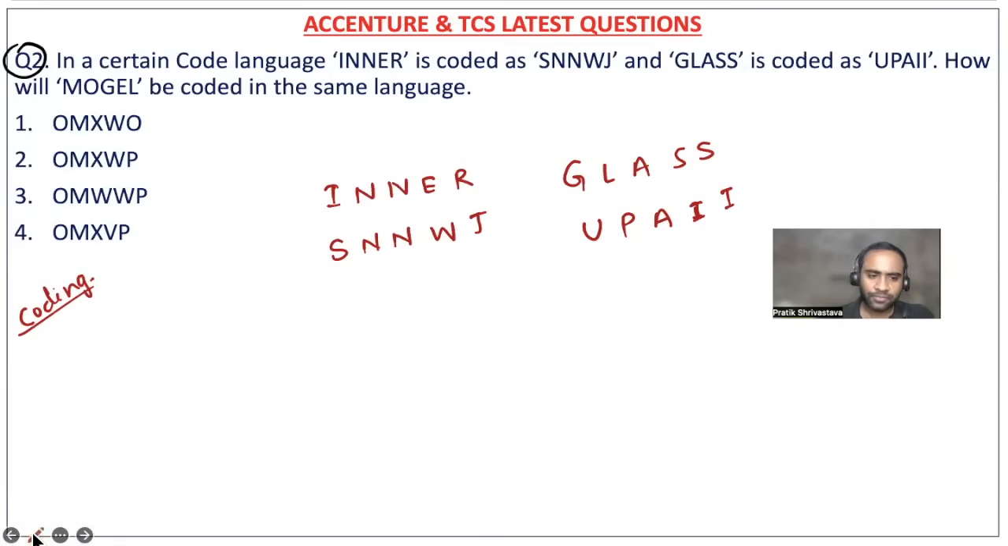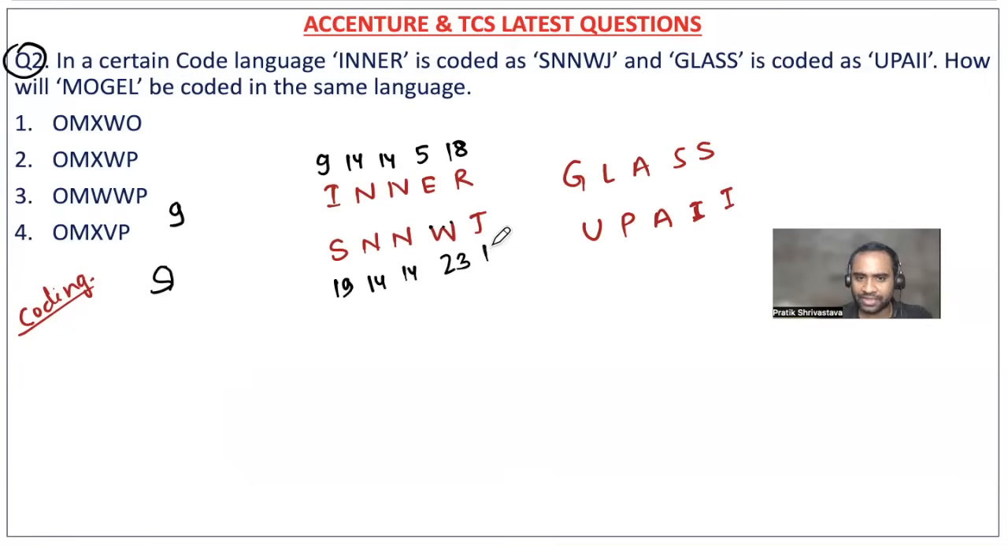Now, inner is this. I is 9, N is 14, N is 14, E is 5. November 14 is Children's Day. R is 18. Then here S is 19. If you close it like this, it will become 19. Then 14, 14. W is 1, 2, 3, 23. And J is 10.